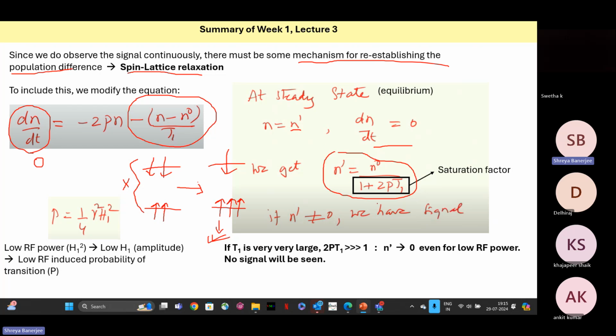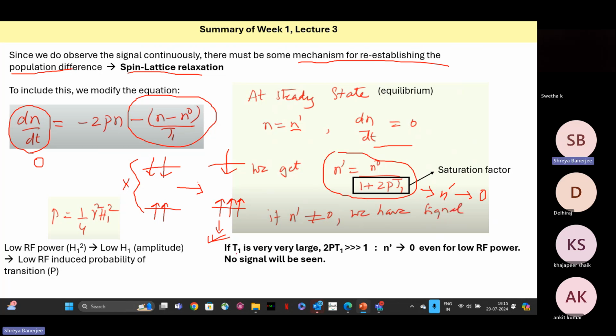The denominator of this equation, 1 plus 2pT1, is called the saturation factor. Why it's called the saturation factor is because if the denominator is very large, then n dash tends to 0. That means the NMR signal would disappear, that is, it becomes saturated. That is why this denominator is called a saturation factor.